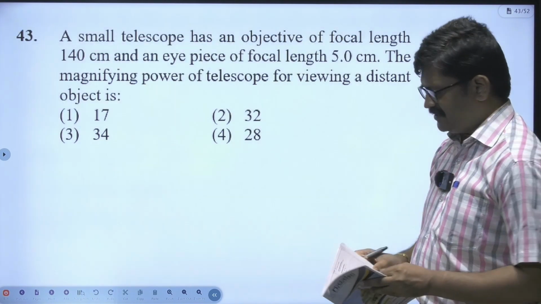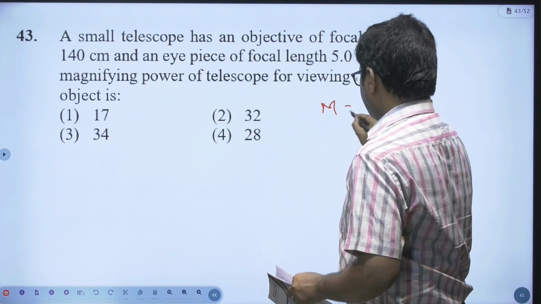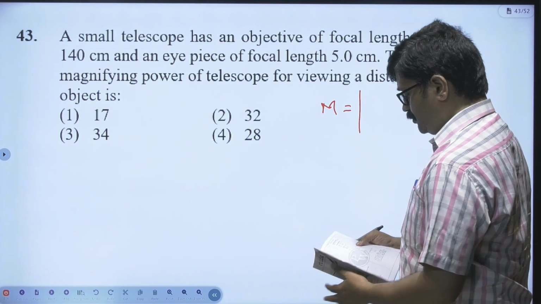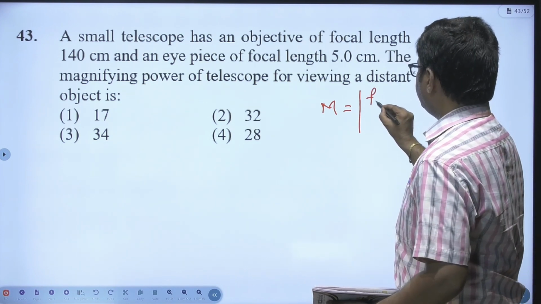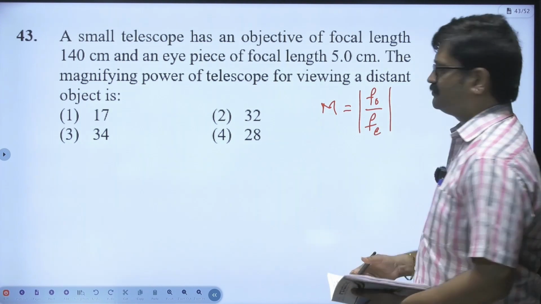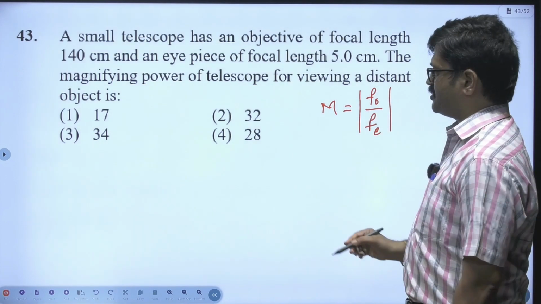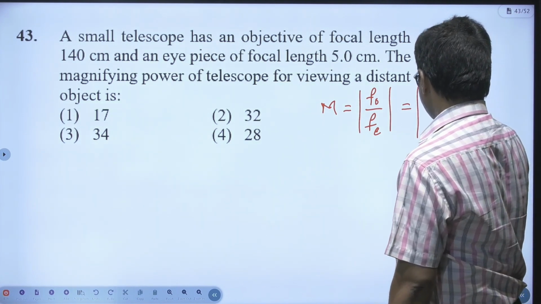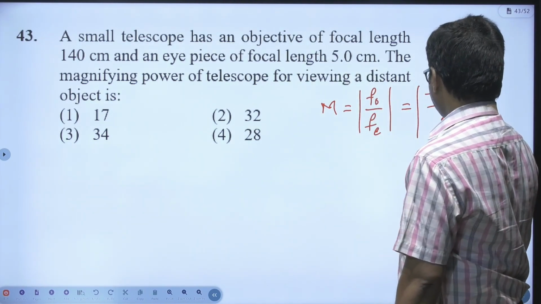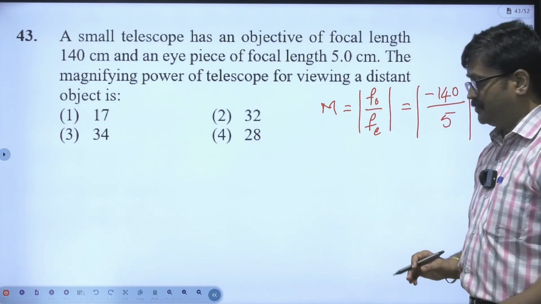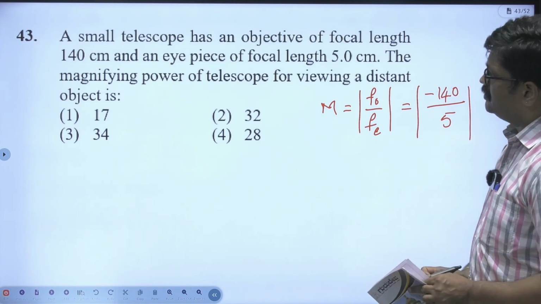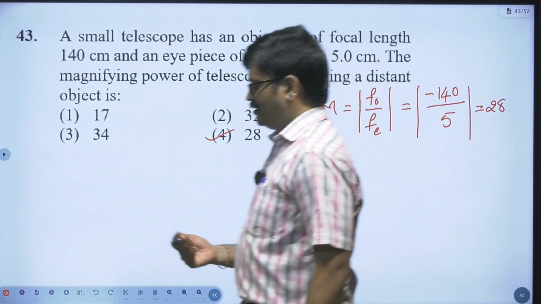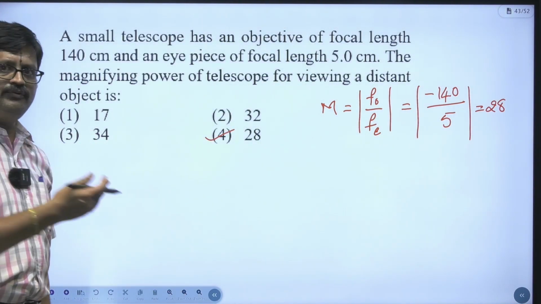Now in this particular case, I can see that magnification M, I'll simply write it as absolute, because I don't want to use that negative sign here. So it will be what? Focal length of objective divided by focal length of eyepiece. Now focal length of objective is given 140. Objective focal length is always negative, so I'll take minus 140 divided by 5 here, eyepiece. Since I am putting the absolute sign here, my answer would be 28. So this should be equal to 28. Very simple question, very easy question. I hope most of you would have done this question correctly.